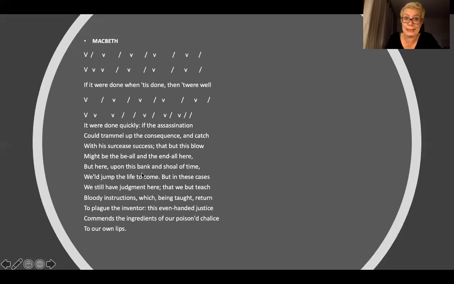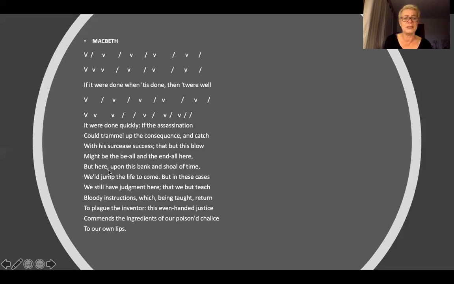It takes a lot of breath to get through that. And luckily you can use the punctuation. But what that one huge long enjambment does is show us that these thoughts are piling on top of Macbeth again, again, again. And actually grammatically, it's a bit all over the shop because he has a lot of subjunctive clauses. If this, if that, with no conclusion, then that would. Instead, we have the weirdness of things might be the be-all and the end-all here, but here, upon the bank and shoal of time, will jump the life to come.